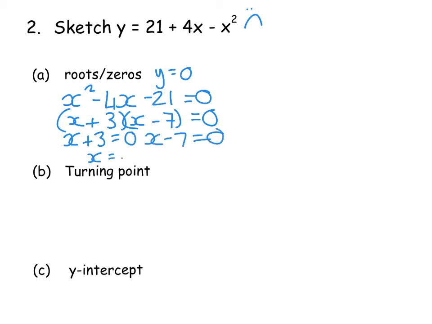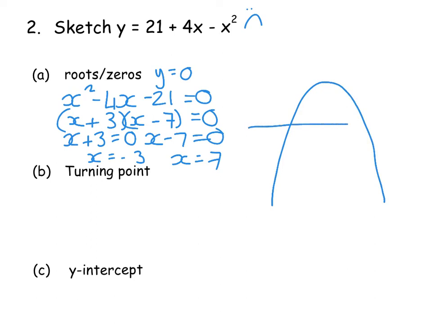That'll give you x equals minus 3 and x equals 7. So I've got a sad face. I'm going to draw in my axis. My roots were at minus 3 and 7, and that means that my y-axis needs to go closer to the minus 3, so there is my y-axis. Apologies, I'm not using straight lines, I really should be.